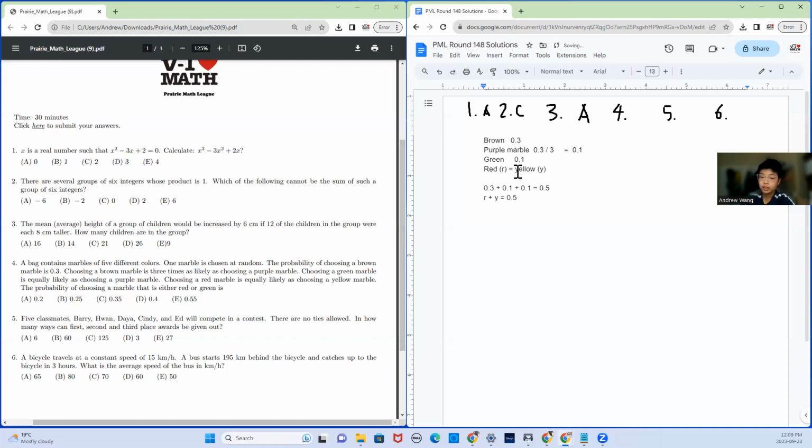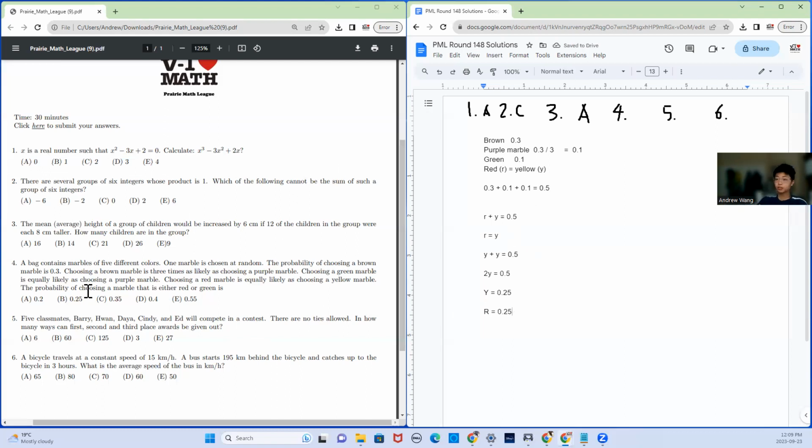Now, since we also know that red's probability is equal to yellow's probability, that means we can replace the R with Y, so it'll be y plus y equals 0.5. That gives us 2y equals 0.5. So y equals 0.25. That means red will also equal 0.25, since they are the same probability.